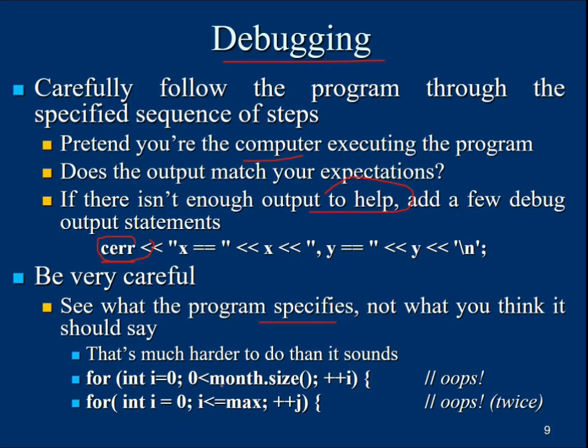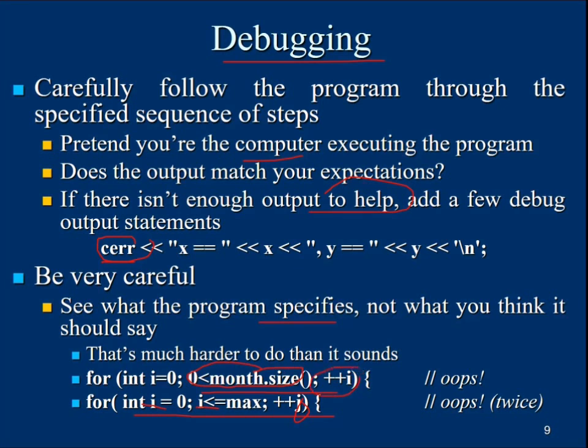For example, in this particular case, can you point out the problem? And in this case also, can you point out the problem? In this case, you have J. You are incrementing J, but you are not having any J here. And in this case, what is it having? Int I equal to 0, but 0 is less than month size and plus plus I.